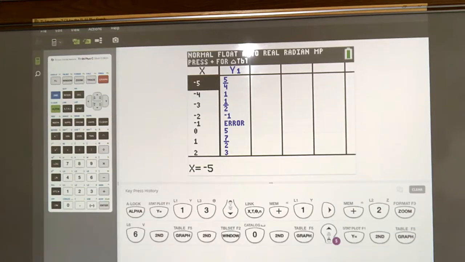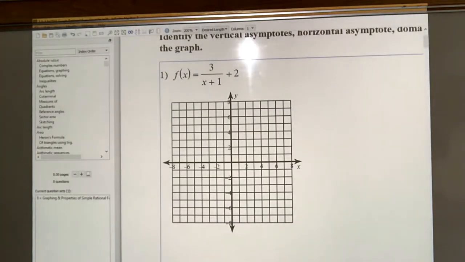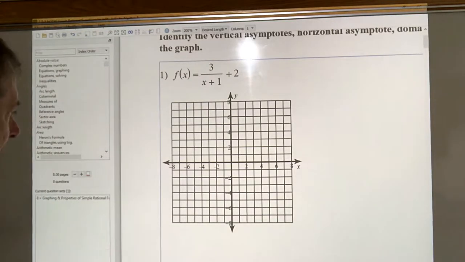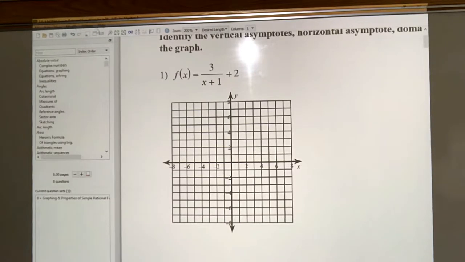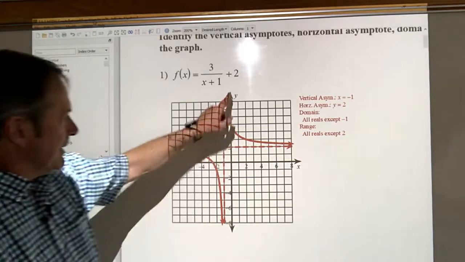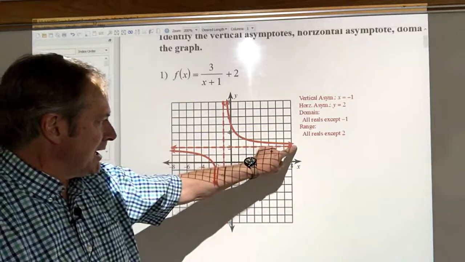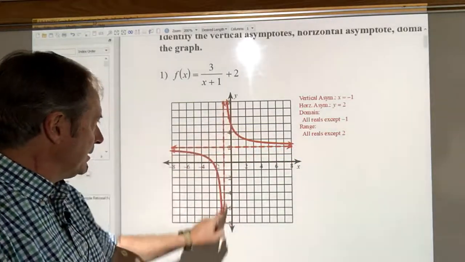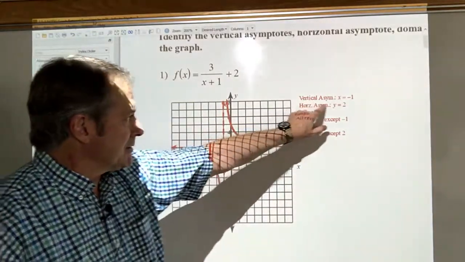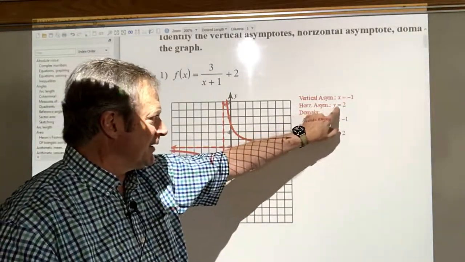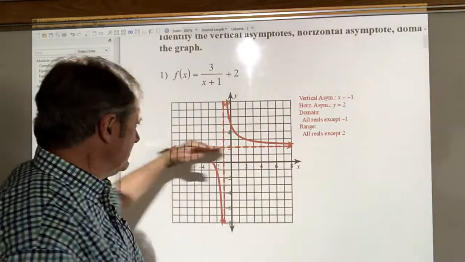Okie dokie. Now let's go look at your notes. And again, this is the same problem. First time through, I'm just going to show you the answers so that we can figure things out here. Now you can see the 2 branches like so. You can see the horizontal asymptote, the vertical asymptote. And so the vertical asymptote is x equals negative 1. The horizontal asymptote is y equals 2.